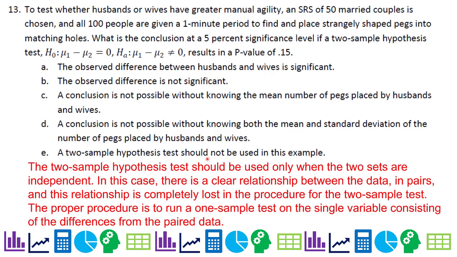That's only when the 2 sets of data are independent. So if I had 50 randomly selected men and 50 randomly selected women, that would work fine. But here I have a natural pairing. They are not independent. They're husbands and wives. So if one is athletic, the other one's probably more likely to be athletic as well. If one is younger, the other one's probably more likely to be younger as well. So there's this sort of relationship going on. So the only proper procedure we can do is run a 1-sample test for the mean of the differences of the paired data.